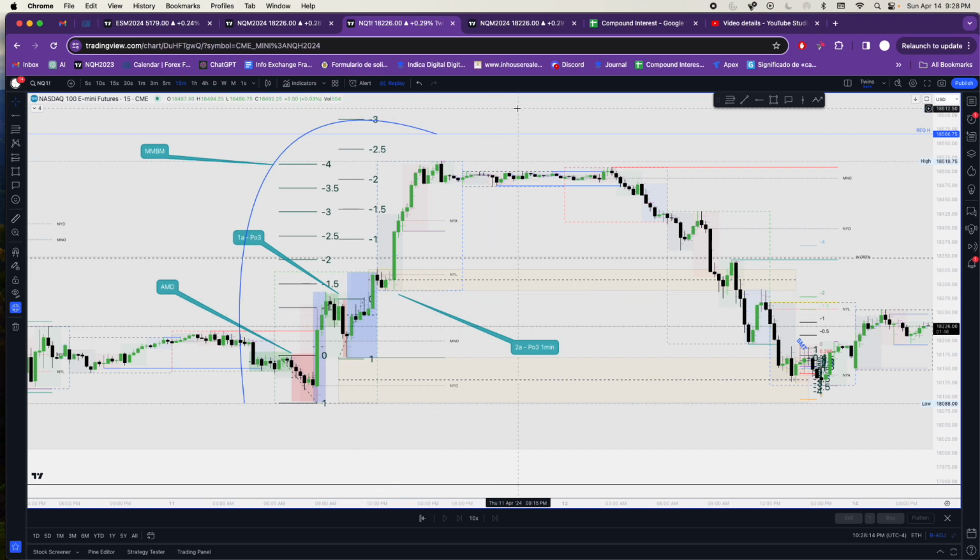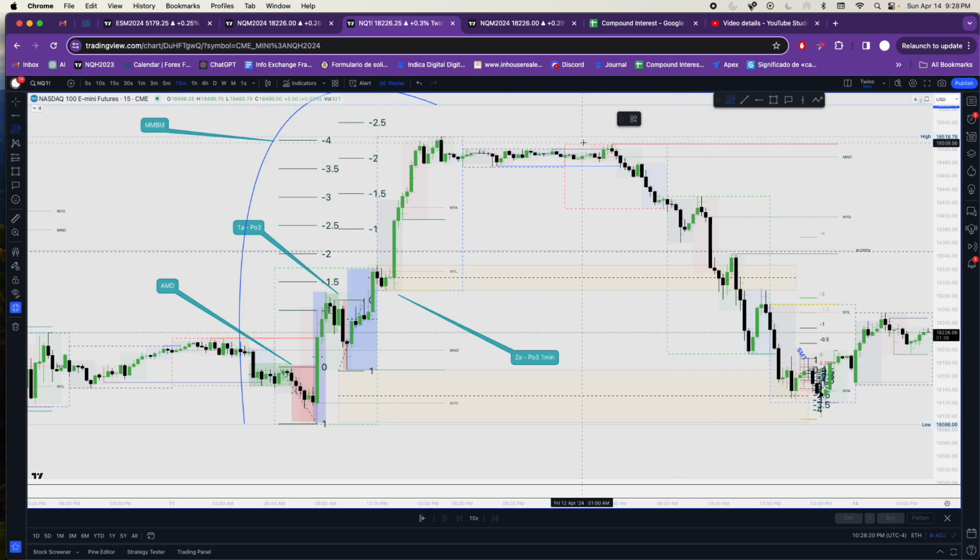Okay. So we have this accumulation. London, we have this manipulation in London. The projection wasn't all that fascinating, although we do come down to four standard deviations right here within this fair value gap.